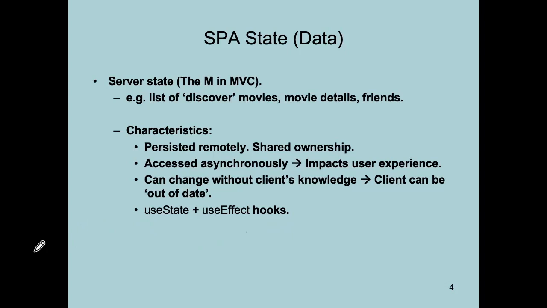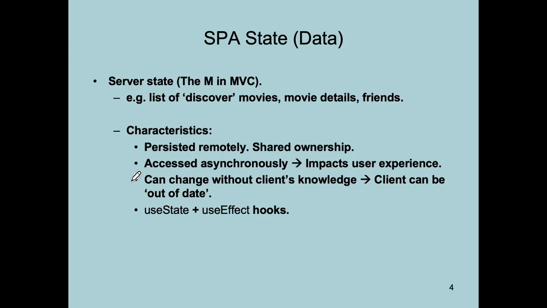And some of its characteristics are obviously different to the characteristics of client state data. Number one, it is persisted remotely. It has to be persisted at the back end because it is shared by multiple instances of our client. It's accessed asynchronously because it's over a network. I'm saying here it can change without the clients necessarily knowing it.